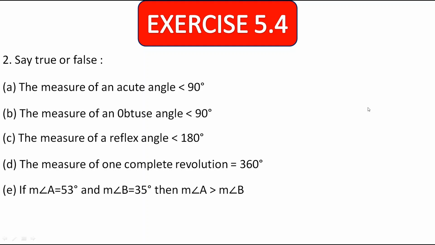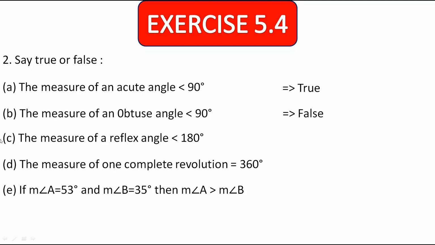Okay. So the first statement is the measure of an acute angle is less than 90 degree. Yes, it is true, because an acute angle is the angle which measures less than 90 degree and more than 0 degree. So the first statement is true. Next, the measure of an obtuse angle is less than 90 degree. No, an obtuse angle is the angle which measures more than 90 degree and less than 180 degree. So this statement is false.